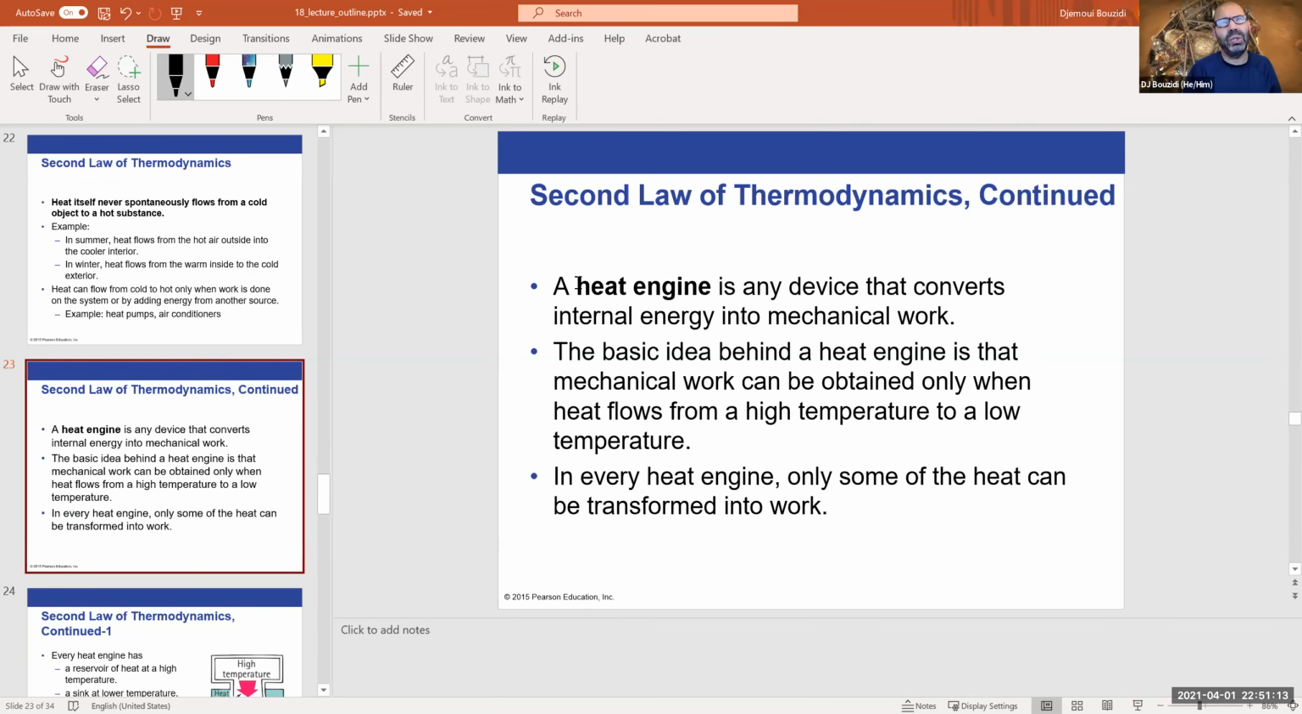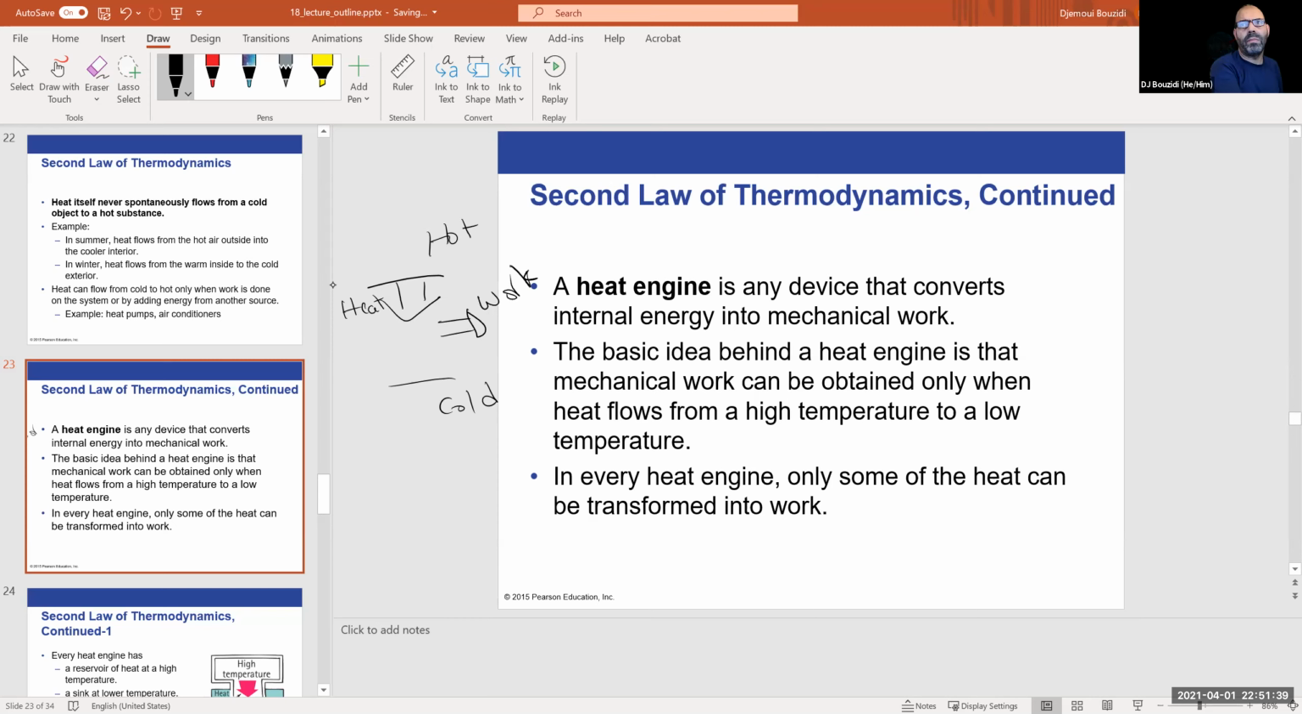A heat engine, which is the opposite of a heat pump, is any device that converts internal energy into mechanical energy. So this is what a heat engine does. You have a hot source and you have a cold source. It takes heat from here, does work, and gets rid of the excess heat to the cold source. It dumps the excess heat. So in a sense, this is what an engine is.